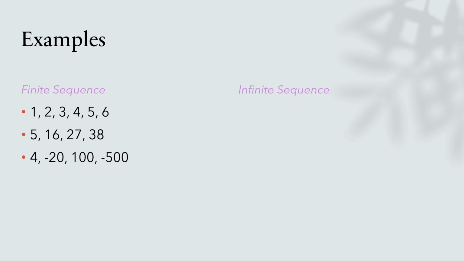So as you can see, if they're finite, it ends on a certain number of terms. So this has 6 terms, this has 4 terms, and this has 4 terms. These are the terms. So the first term is 1, second term is 2, third term, and so on.